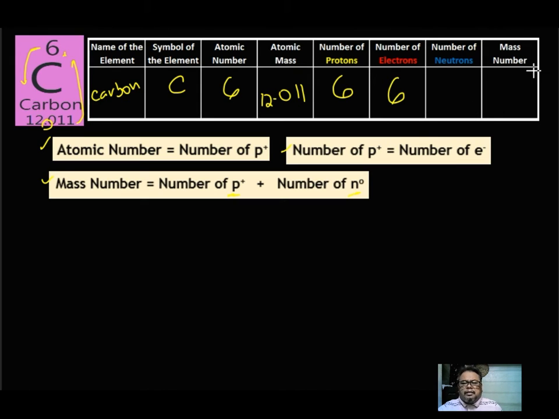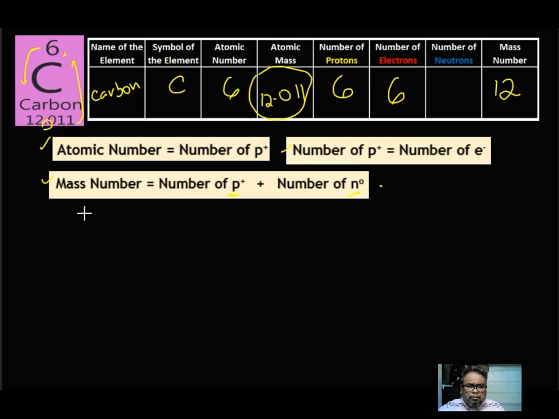Let's go with mass number. The mass number is not given. You can go back to the atomic mass. This is the atomic mass. And then round it off to a whole number. So, when we round it, our atomic mass is 12. Okay? So, we can now determine the number of neutrons by using this.